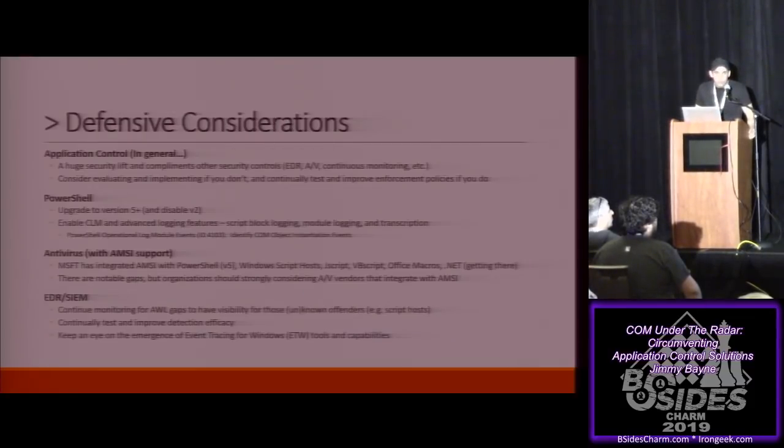All right, so a few defensive considerations. I'm pushing time here. Application control: most organizations don't implement it. If you do, that's a good start in the right direction. Highly recommend that you look into it. Some things to consider in PowerShell: upgrade to 5. Take advantage of those security optics. Take advantage of Constrained Language Mode. You can also detect PowerShell COM instantiation events if you monitor for event ID 4103. It's actually kind of neat.